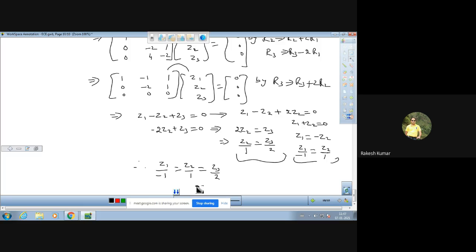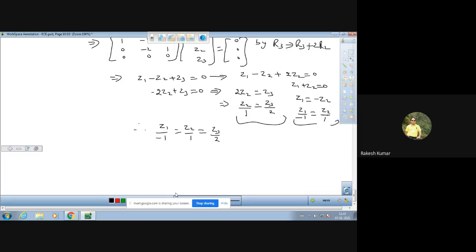So your eigenvector is, therefore, x is equal to minus 1, 1, 2, the eigenvector corresponding to lambda is equal to 3 eigenvalue. So this is the last eigenvector corresponding to lambda is equal to 3.